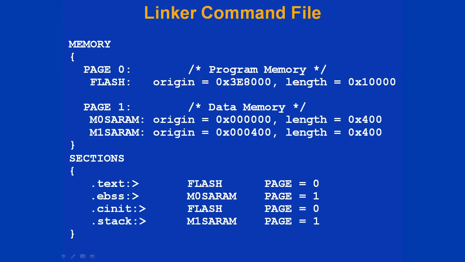As an option, we can generate a map file which will tell us the absolute address and size of each section. A linker command file consists of two sections, a memory section and a section section. In the memory section, page 0 defines the program memory space and page 1 defines the data memory space. Each memory block is given a unique name along with its origin and length. In the section section, the section is directed to the appropriate memory block. In the lab exercise, you will have an opportunity to work with a linker command file.